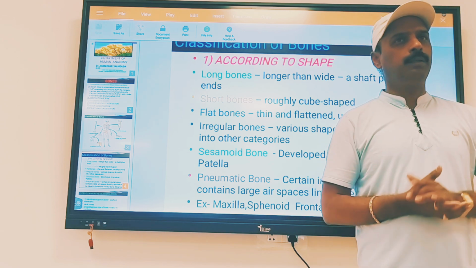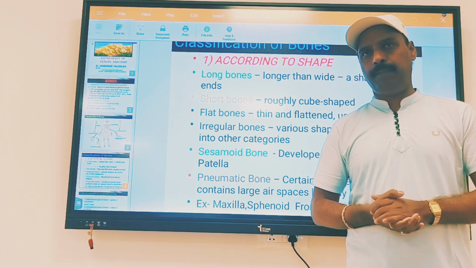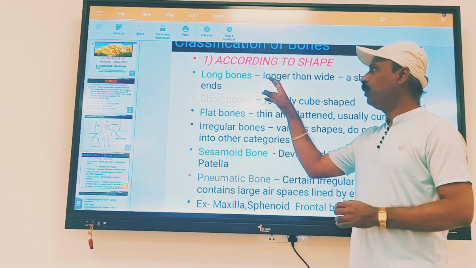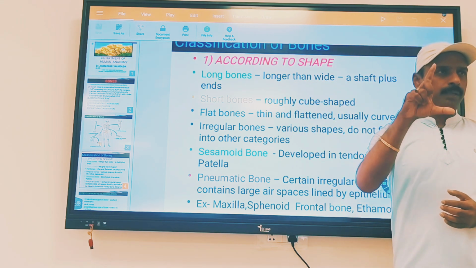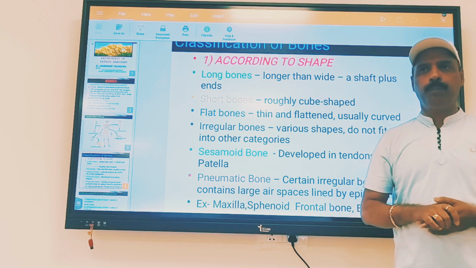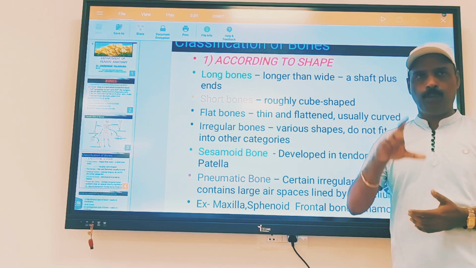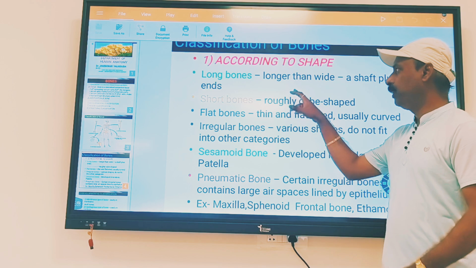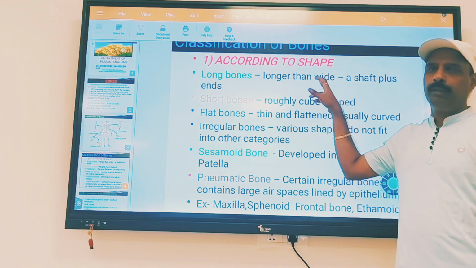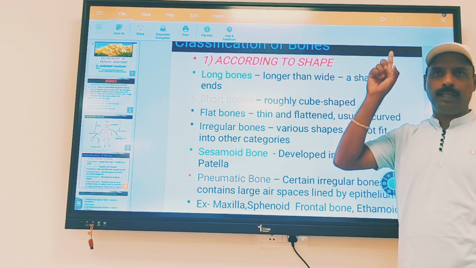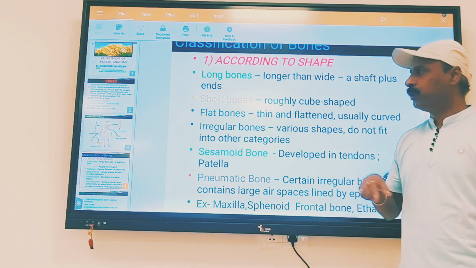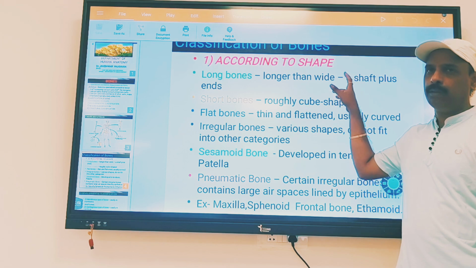All these will be included according to the shape. When you go to the long bones, the length is more. Whichever bone you take with increased length, you are going to call it a long bone. Then we get the width, which is less, and the length is greater than the height. So those we call long bones.